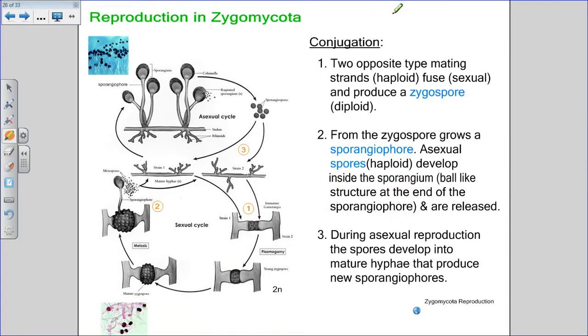Okay, reproduction in Zygomycota. Alright, so this is a little bit more complicated than what I'm necessarily going to expect you to know. But I will give you life cycles, and I'll expect you to recognize, is this the life cycle of a Zygomycota, like the bread mold, or is it one of the club fungi, which we're going to talk about next? Okay, so a couple of things.